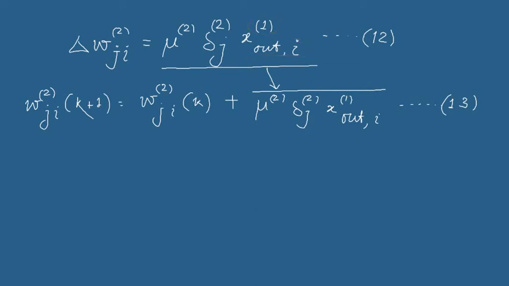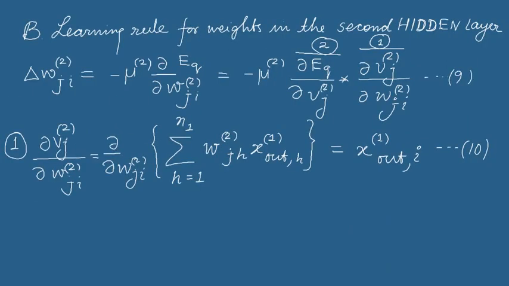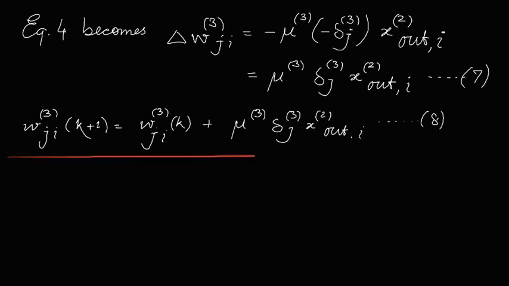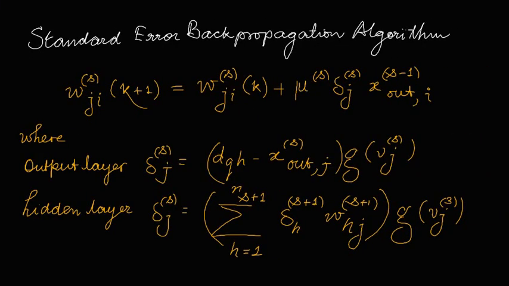Now if we want new weights, then the weight at the (k+1)th iteration will be equal to the previous iteration weight plus the change in the weight. This is the change in the weight. Now this expression is shown by equation number 13, and the other expression by equation number 8. Both these expressions are the same, and this one. So what is the difference?